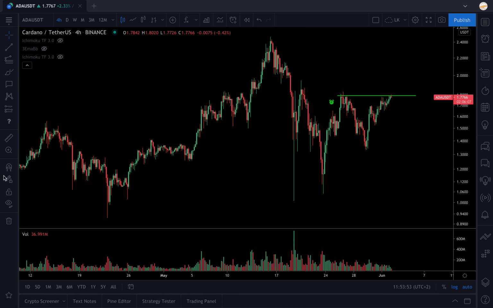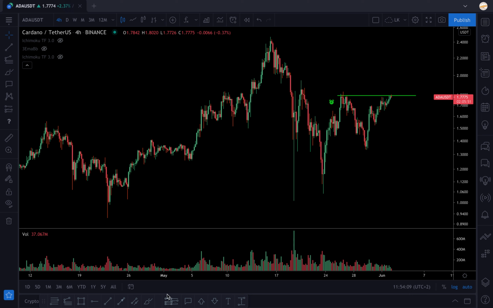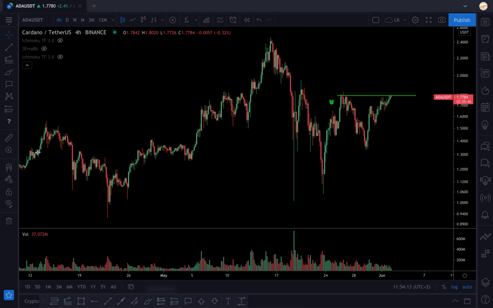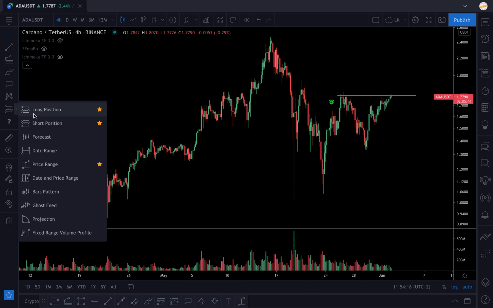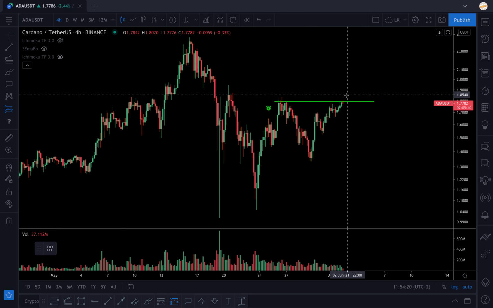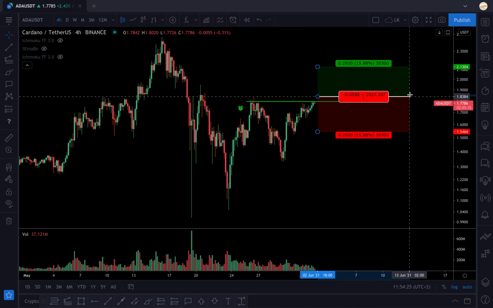So I have it on my favorite bar. But I recall it is there above the question mark, and you have long, short position. You can click the little star to put it in your favorites. Then you can move your favorites around, and you see that there is the long position and there is the short. So you're going to choose the long position, and you're going to put it there, and it's going to display something like that.